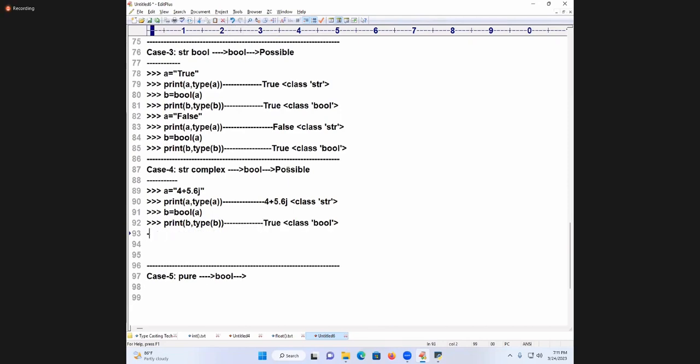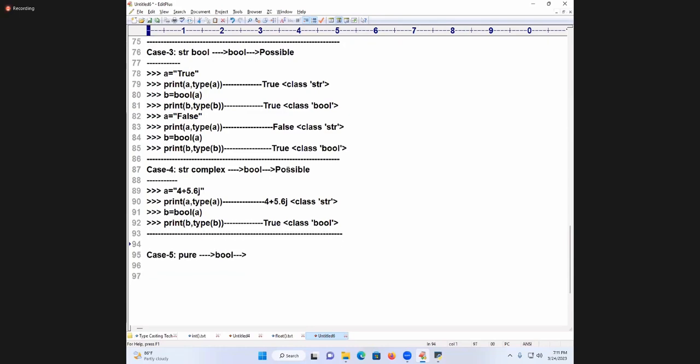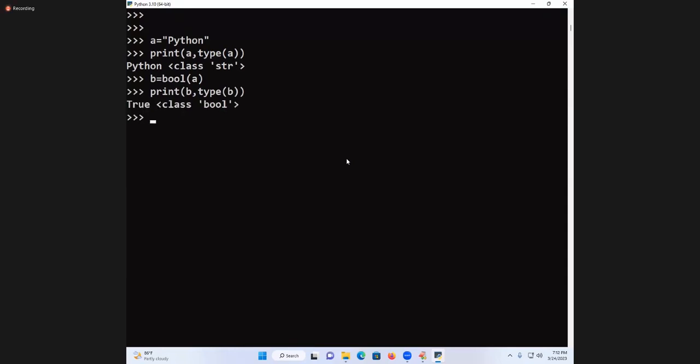Now, like this, here I am going to write it. Next is very, very interesting here. Careful, students. Now I am taking it like this. Getting the point? A is equal to Python. Say this A value. What is the type of A? Possible or not possible? Possible. What is the answer? True.